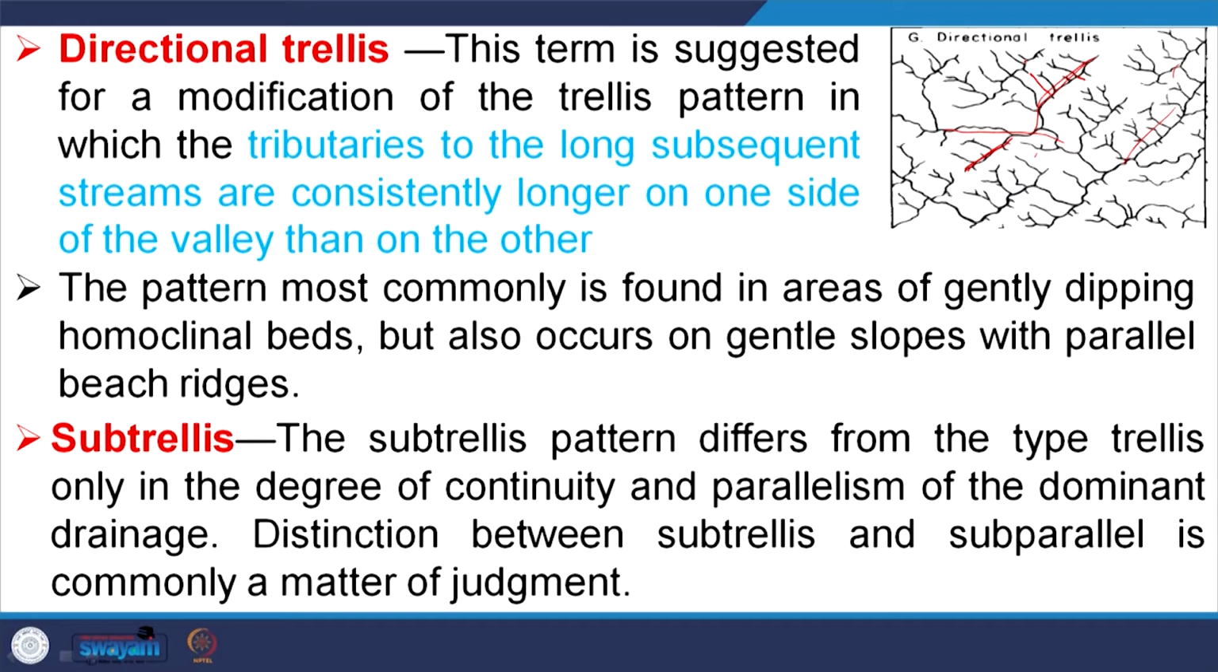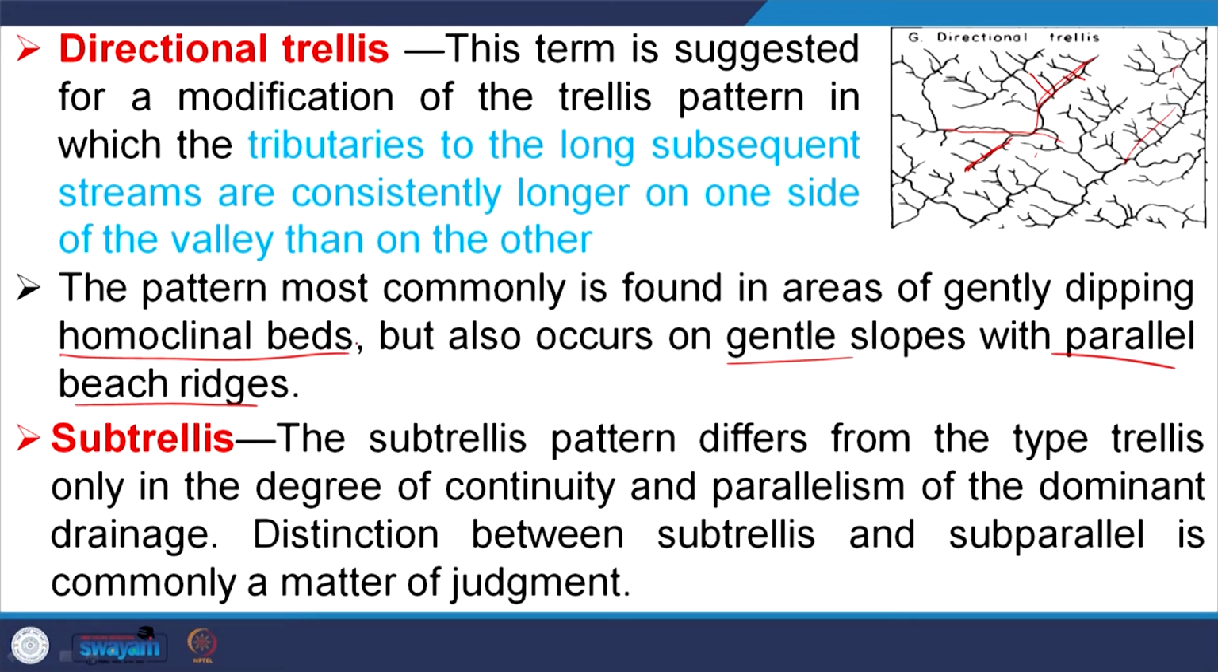The pattern is most commonly found in areas of gently dipping homoclinal beds, but also occurs on gentle slopes with parallel beach ridges. Beach ridges we know from the earlier classes when we talked about coastal geomorphology, so we need not talk much about this. This type of drainage pattern is characteristic of beach ridges, as well as the tributaries of subsequent streams. It is found on gentle slopes, parallel beach ridges and homoclinal beds. These are the geological interpretations.